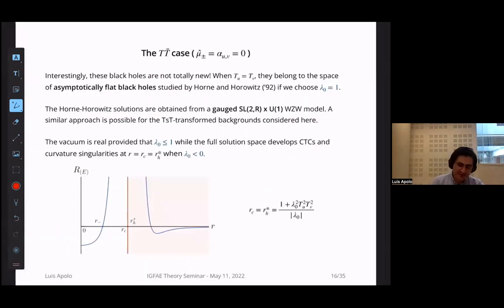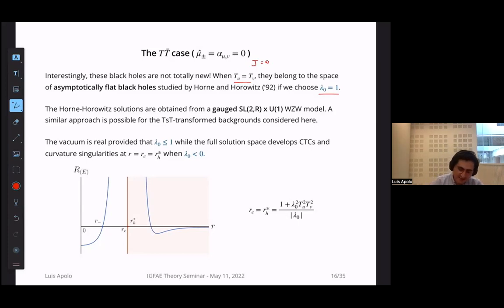Interestingly, these backgrounds that we have constructed are not totally new. When TU equals TD, meaning when the angular momentum is 0, they belong to a space of asymptotically flat black holes that were studied by Horne and Horowitz a long time ago, if we choose the deformation parameter to be 1. The Horne-Horowitz solutions are obtained from a gauged Wess-Zumino-Witten model, and something similar can be done for the more general case that we have, except that you have to perform some additional changes of coordinates, some shifts of the B field and a shift of the dilaton. But locally, at least the metric is the same.